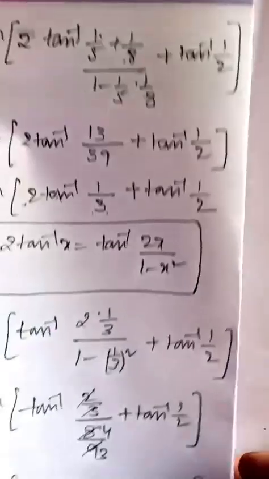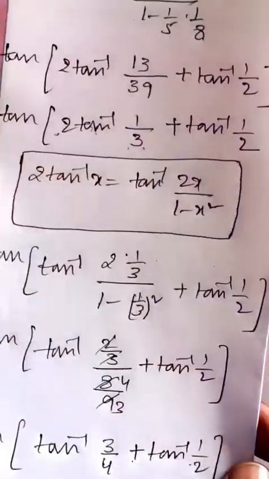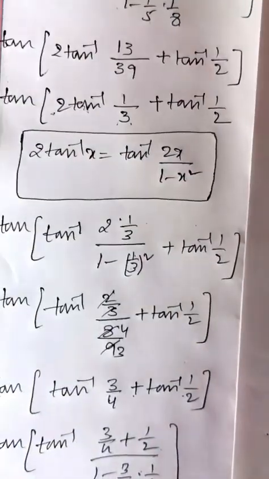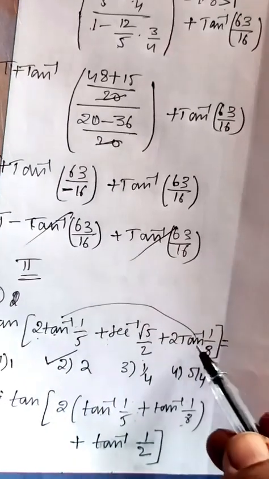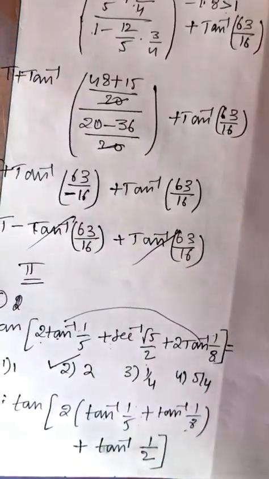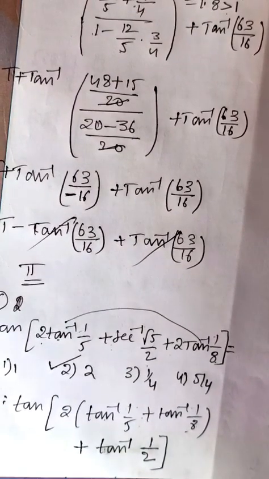If you remember this, it will be helpful for other sums, because in most of the other sums we see tan inverse 1 by 5 plus tan inverse 1 by 8, which is equal to tan inverse 1 by 3. Next, go to the other sum.